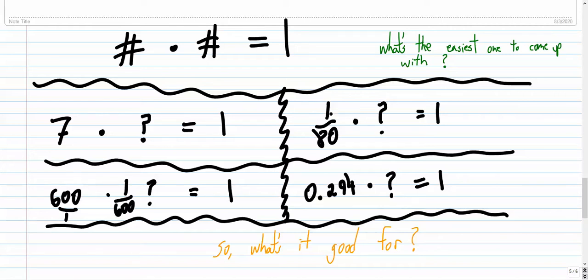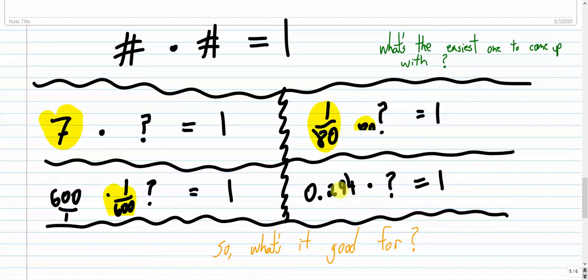I didn't give you the big number, I gave you the little number. So 1/80th times what must be 1? Well, if you've got 1/80th, you're going to need 80/80ths, right? So 1/80th times 80 must equal 1. So that tells us that 1/80th and 80 are reciprocals. Does it always have to be a nice tidy whole number or a fraction? No, it doesn't have to be. It could just be a decimal.